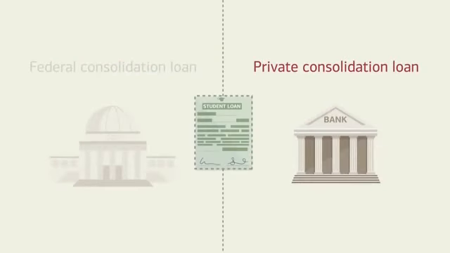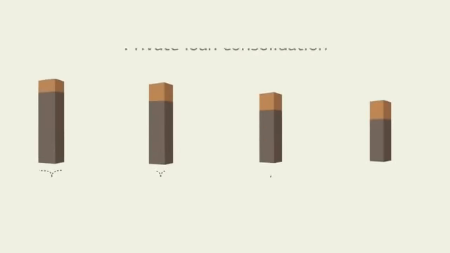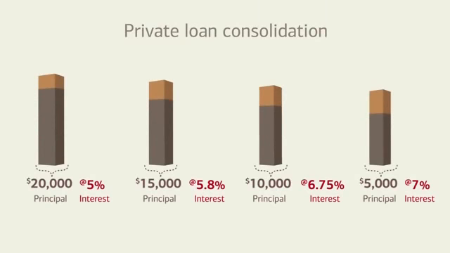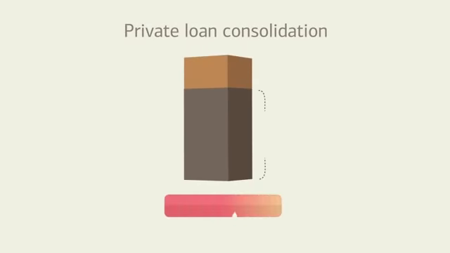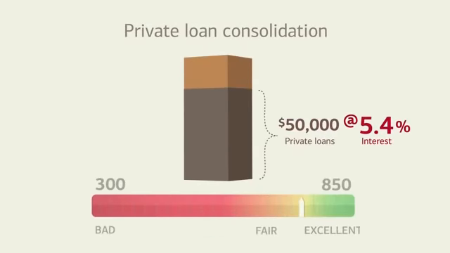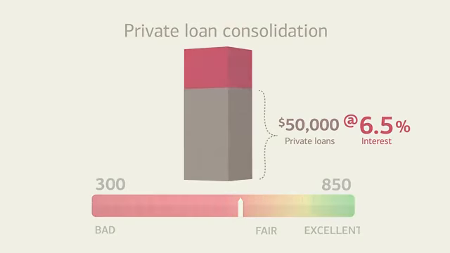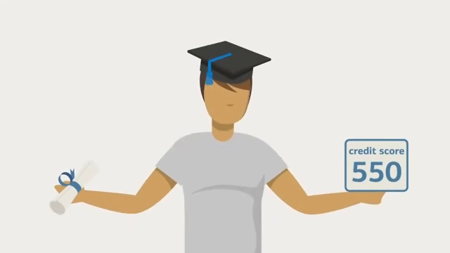Now, if you have private student loans, you also have private loan consolidation options. They work much like a federal consolidation loan, except they also take into account your credit score when determining your interest rate. So if you have a lower credit score, you might be looking at a higher interest rate. If you've just left school, you probably haven't had a chance to build up a good credit history yet.